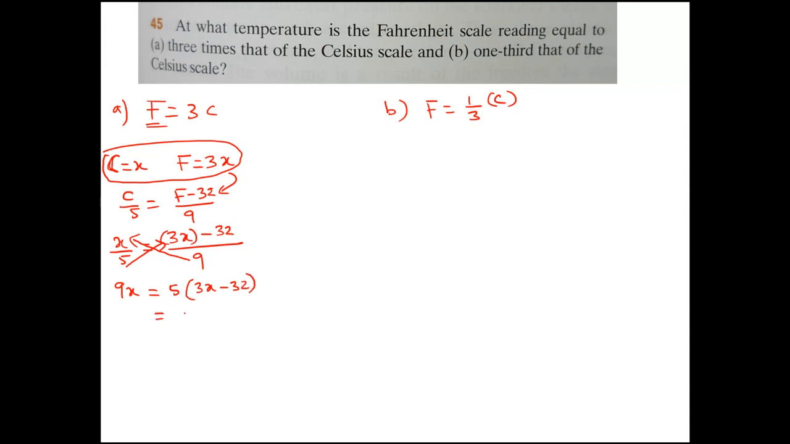When you multiply this 5 inside, this becomes 15x. And this becomes 160. Am I right? 5 multiplied by 2 is 10, 5 times 3 is 15, so 160. And the left hand side is 9x.